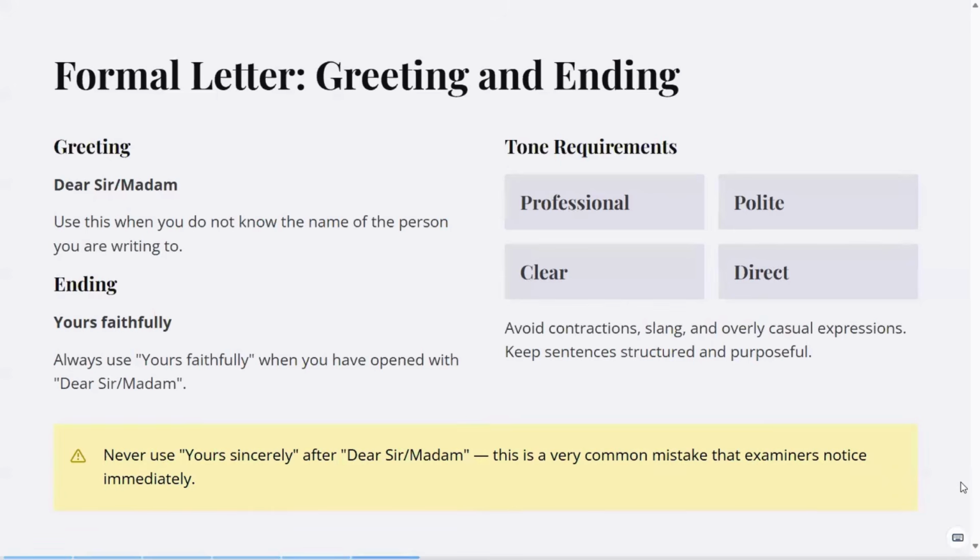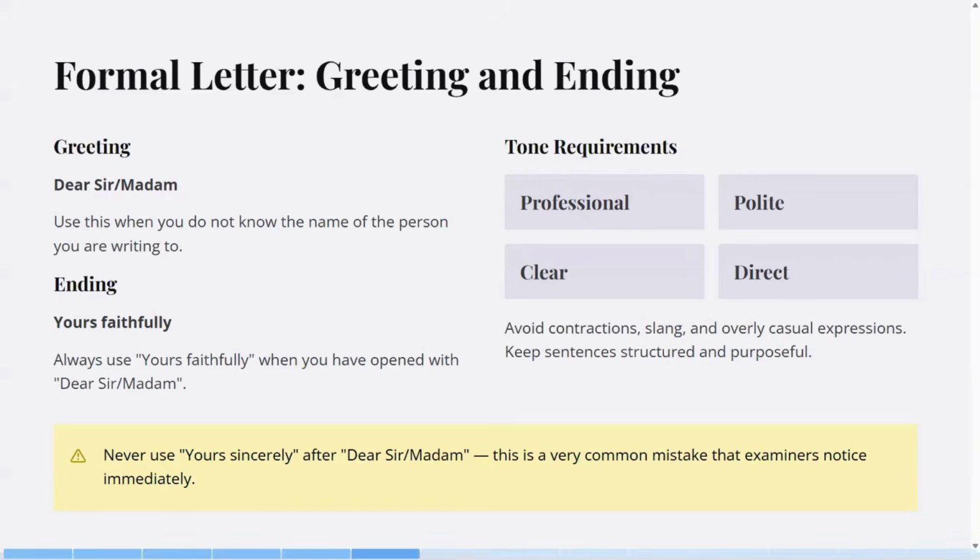When the candidate doesn't know the person's name, they use "Dear Sir/Madam" at the very beginning of the letter and "Yours faithfully" at the conclusion of the letter. The tone must remain consistently professional. It is absolutely not appropriate to use contractions, slang, or very personal expressions. For example, instead of writing something like "I'm really annoyed," it's better to write "I am writing to express my dissatisfaction."